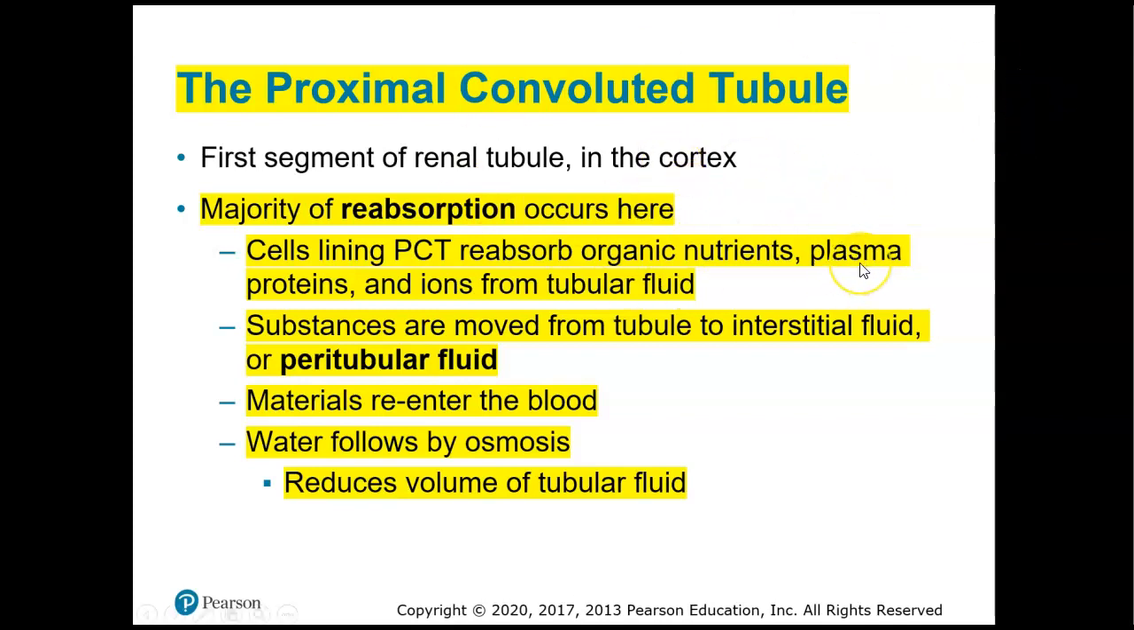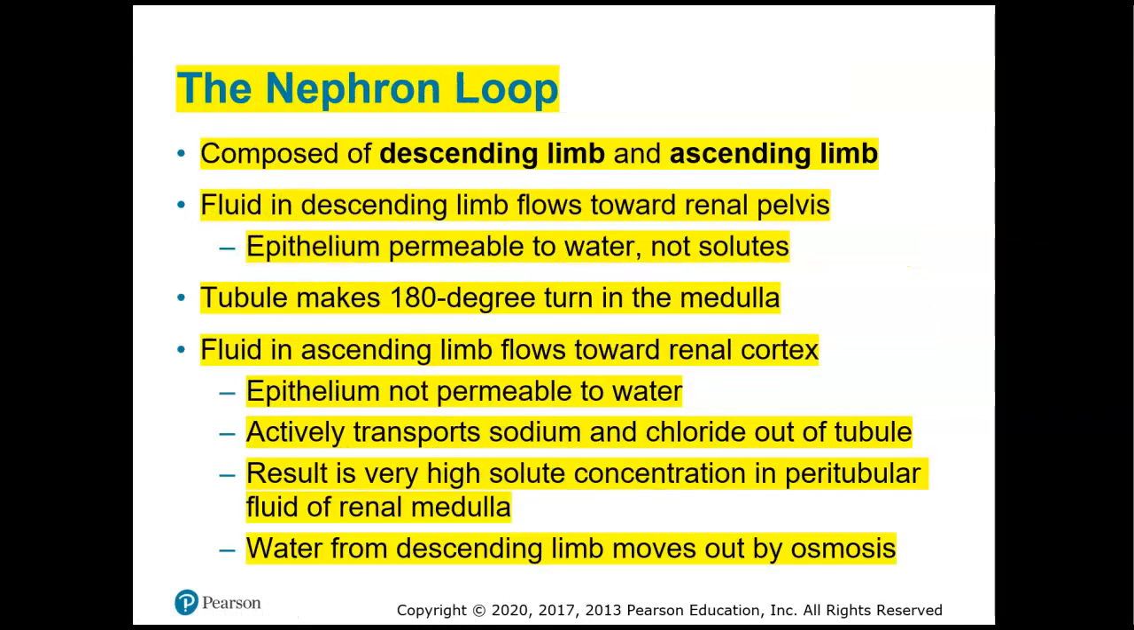Plasma proteins that are small. Now, large plasma proteins are not reabsorbed because they never were filtered out. But plasma proteins and ions from the tubular fluid that was filtered in the renal corpuscle are now reabsorbed back into the blood. The substances are moved from the tubule to the interstitial fluid or peritubular fluid and then into the blood. Water will then follow by osmosis, so that's going to reduce the volume of the tubular fluid. So reabsorption, that's what happens in the PCT.